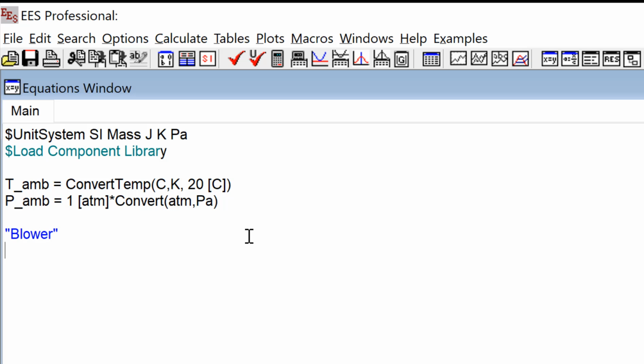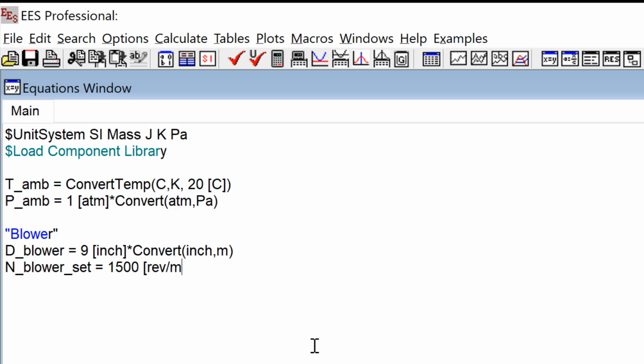So let's see, I need to be able to specify the diameter and the speed of the blower, and then with those specified, we can go use one of the different blower models that are available in the component library. So let's set the diameter to 9 inches, and the speed, let's be a little careful here, because eventually I'm going to want to be able to switch between doing a calculation with a set speed and doing a parametric study in which I sweep speed. So I'm going to have a variable called N_blower_set, and maybe that's 1500 revs per minute. I think the blower model requires revs per second.